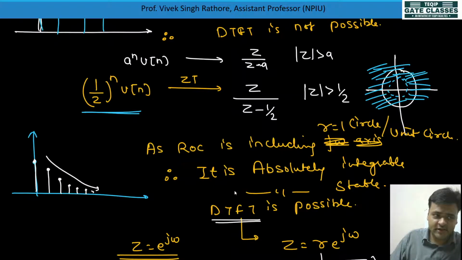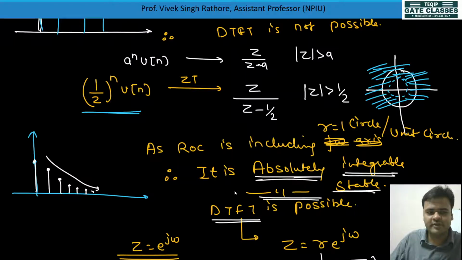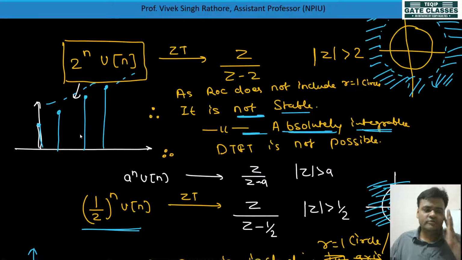Is the signal absolutely integrable? Obviously it is absolutely integrable. That is why from ROC also we can see it is absolutely stable. DTFT is possible. This only I wanted to tell you, that from the signal also you can understand what we are understanding from ROC. We can correlate both signals.